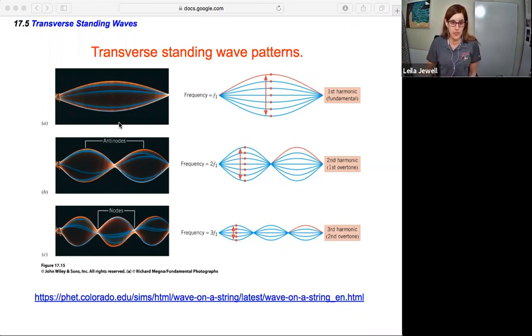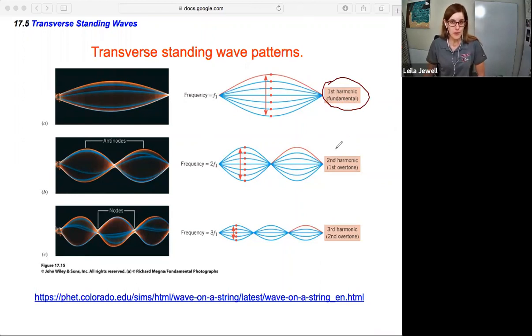And we have some images here of what can form where the string is moving up and down at what's known as the first harmonic here. So first harmonic, we have one loop. So that's an important detail. First harmonic is also called the fundamental. Both of those terms are used interchangeably.